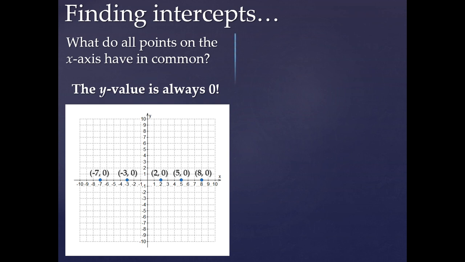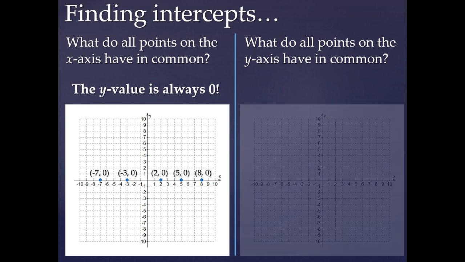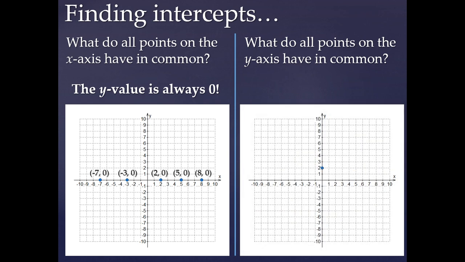Now check this out. How about all the points on the y-axis? What do they have in common? Let's start with these: 0, 2; 0, 6; 0, 9; 0, negative 5; and 0, negative 8. What do all of these points have in common? Well, the x value of each coordinate is always 0.